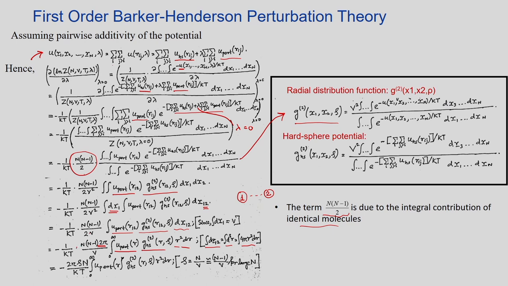Or another thing you can do is write n by V as rho. So n will be as it is, and n by V equal to rho. So it will be 2 pi rho n by kT, then you multiply u perturbation into the pairwise distribution, r square dr. Okay. So this is your expression for the Helmholtz free energy.